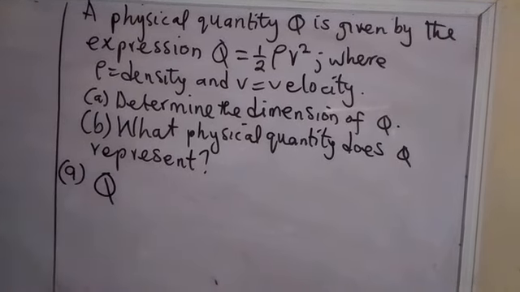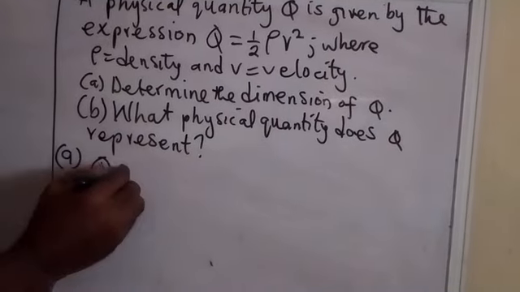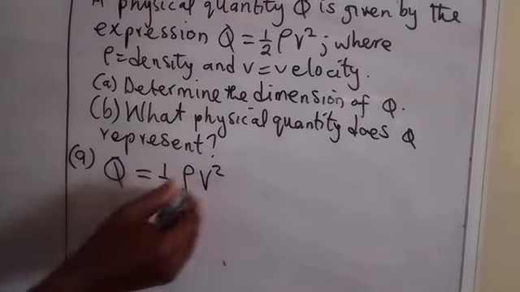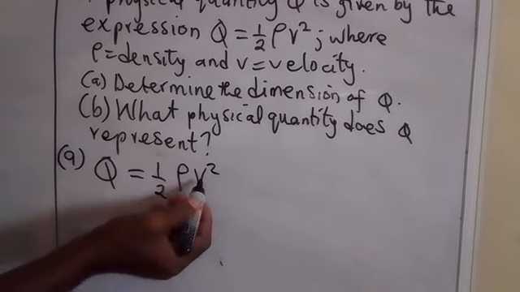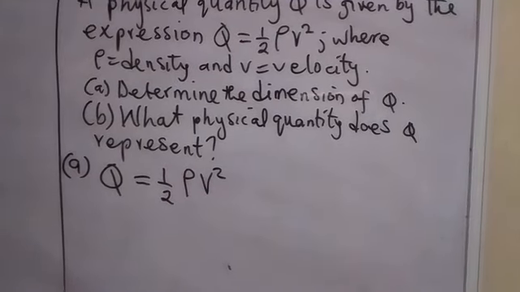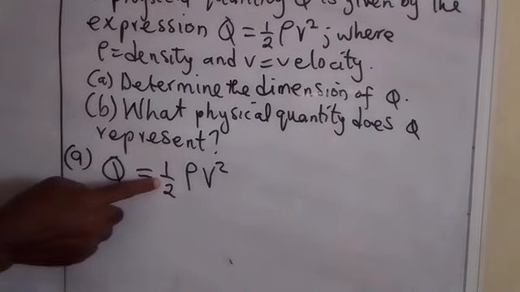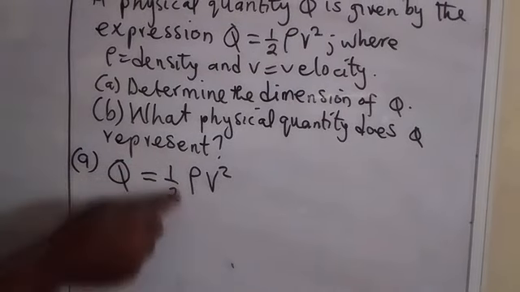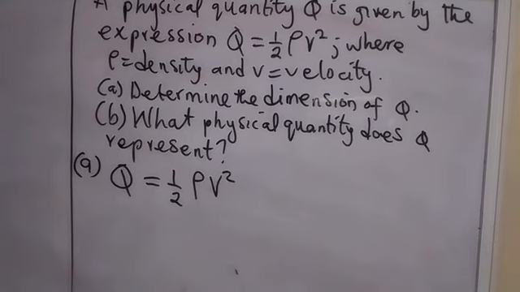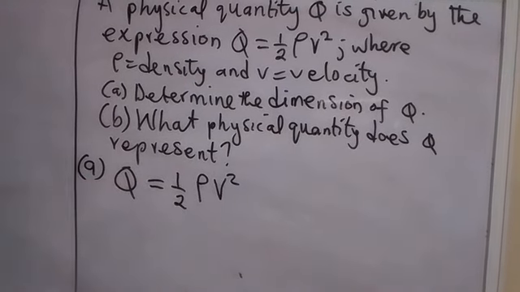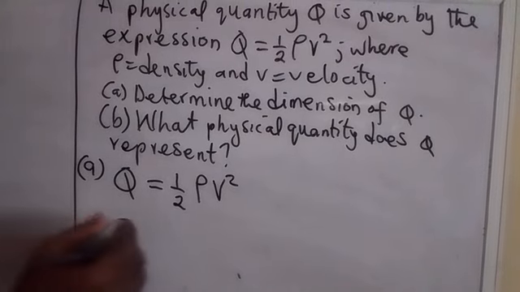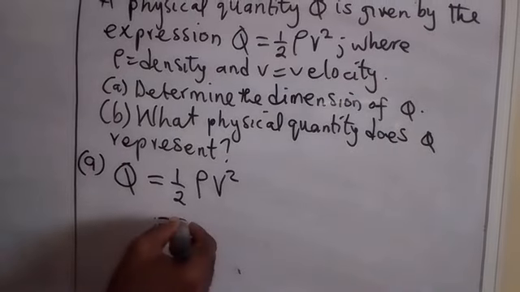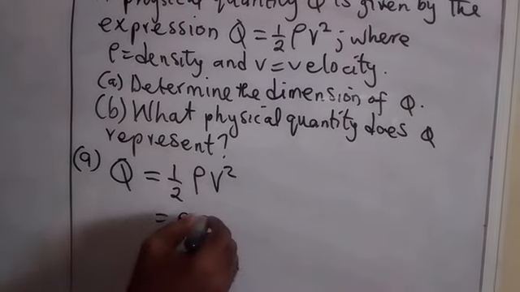Q, which is the quantity given to us, we don't know what it is. We are told that the formula is half rho V squared. This rho is for density, V is for velocity. The first thing you will notice is there's a number, half. Anytime you are doing dimension, constants don't have any dimension. So just remove them. Any constant you see, especially numbers, just remove them from the expression. So to find the dimension of Q, we don't have to work with half. We just let it go. We take rho V squared.